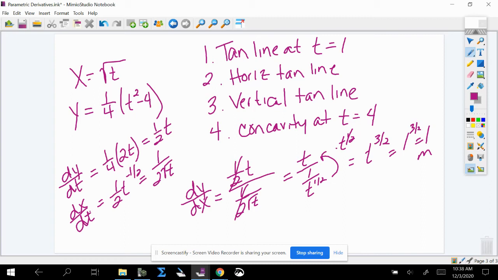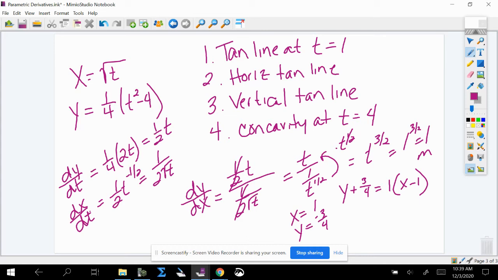To write a tangent line, it takes more than just having the slope. You have to have an x and a y. So we go back to the original equations and put 1 in. For the square root of t, I get 1, so my x coordinate is 1. In the y equation, 1 squared is 1, minus 4 is -3, times 1/4, so -3/4. So my tangent line is y minus -3/4, which is plus 3/4, equals a slope of 1 times x minus 1. It's much easier to do tangent lines in point-slope form and leave it, and the AP is very comfortable with that. So we have the slope at 1 and the tangent line at 1.